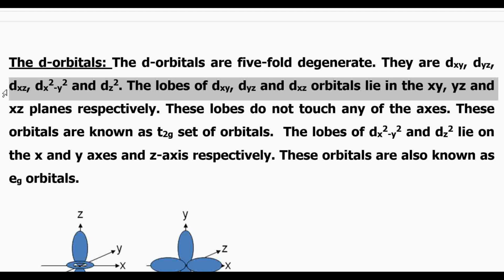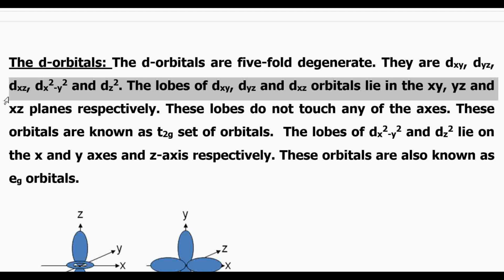If you mix two p orbitals, then it will look like a d orbital, except the dz square orbital. Now I explained to you that the dxy, dyz and the dxz orbitals lie in the xy, yz and the xz plane respectively. So just try to imagine a Cartesian coordinate system and the 3 d orbitals. You will understand that as the lobes of these orbitals lie in the plane, these lobes will not touch the x, y or z axis at all. They will be lying between the axes.